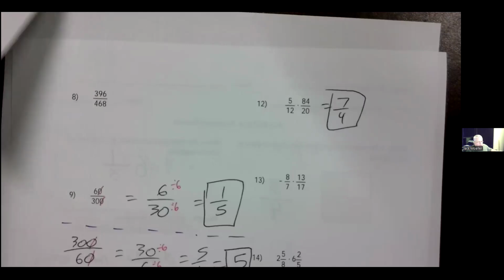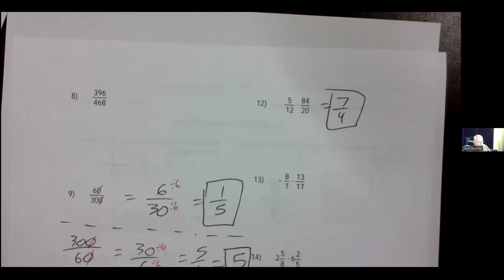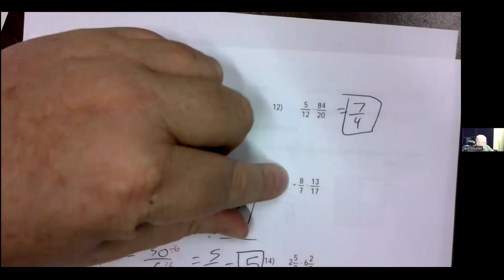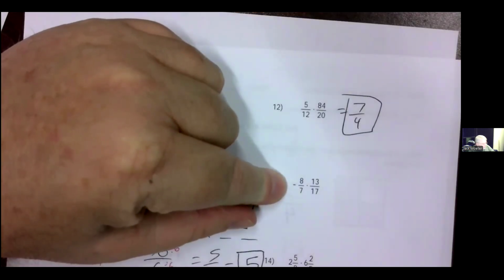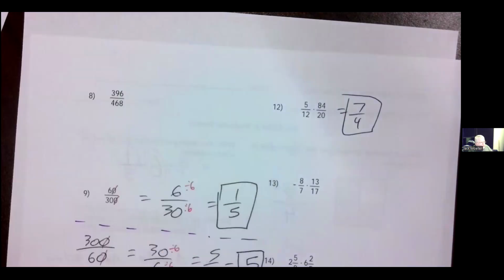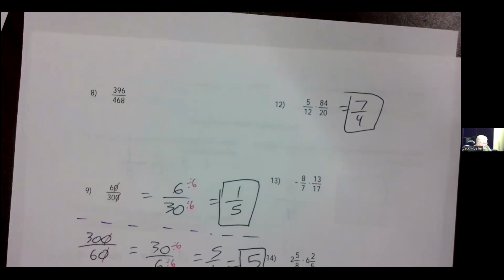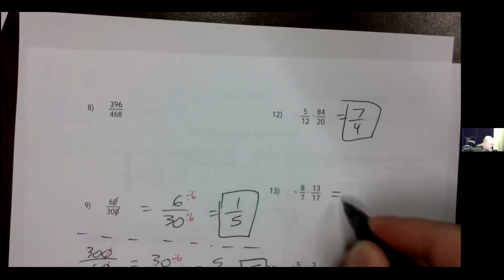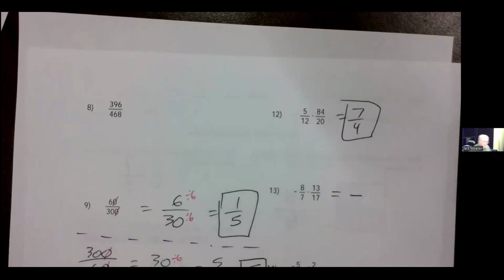I'm not going to do 13 all the way. Actually, let's talk about it. I'm not going to write anything down. So first of all, what does that negative do? Well, negatives are officially our next assignment. If you have a negative times a positive, most people remember the multiply rule, so we do know the answer is going to be negative.